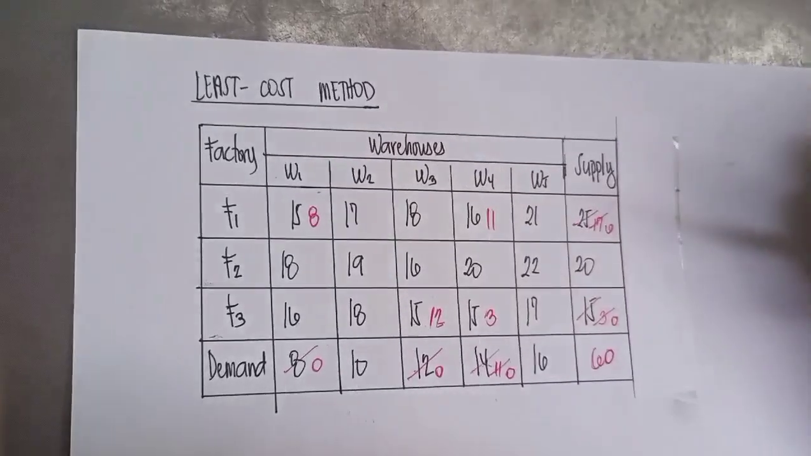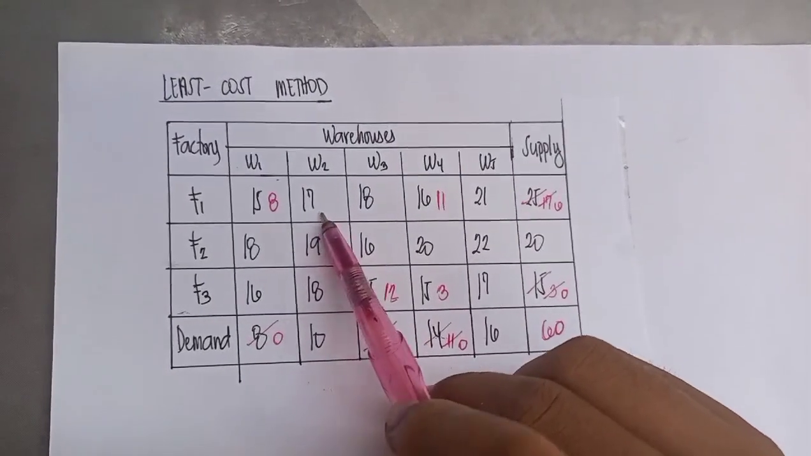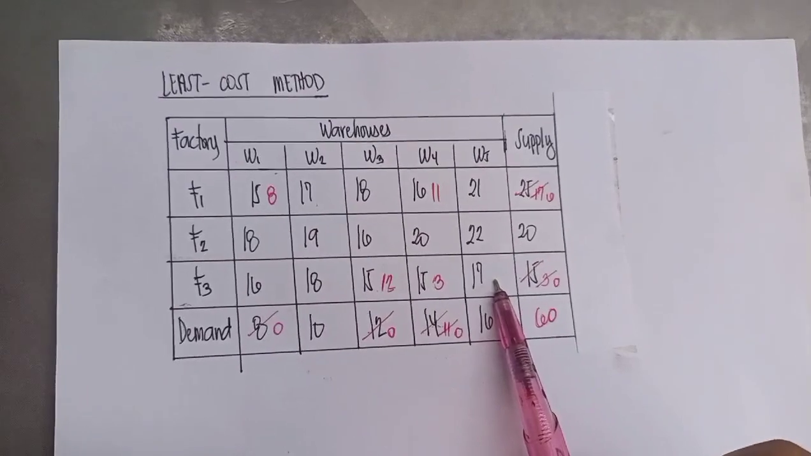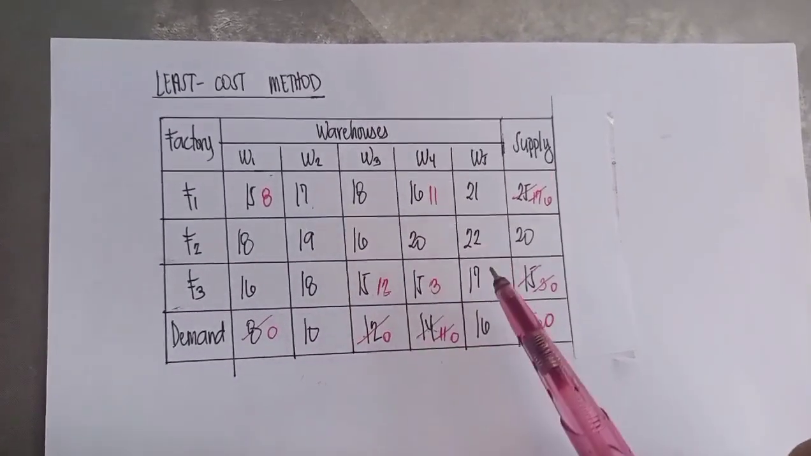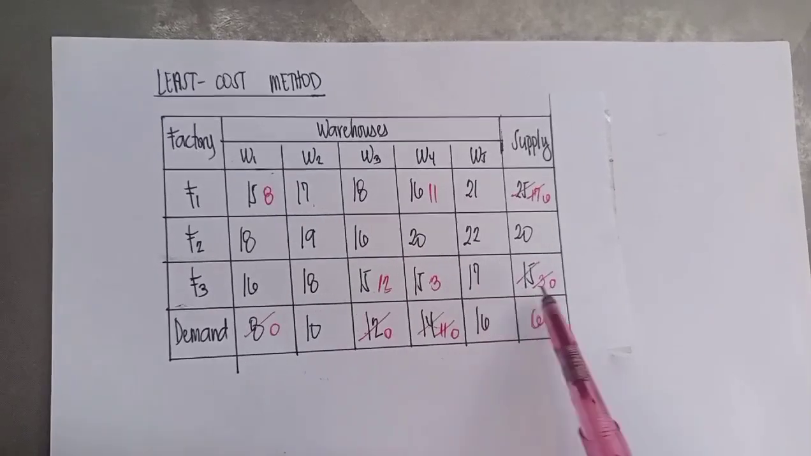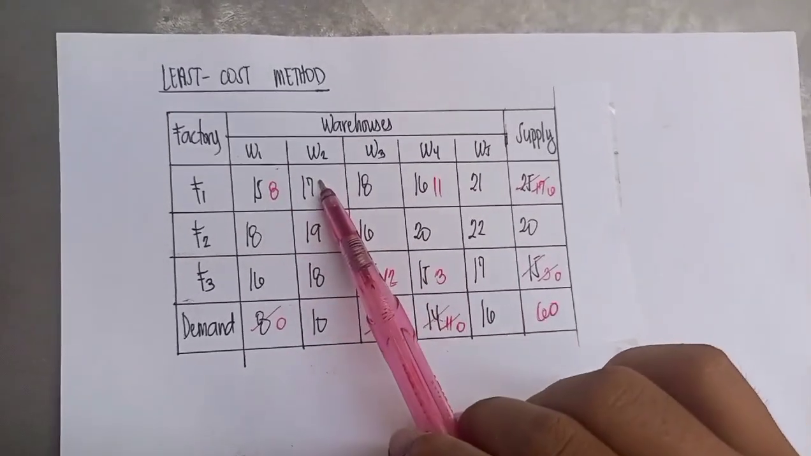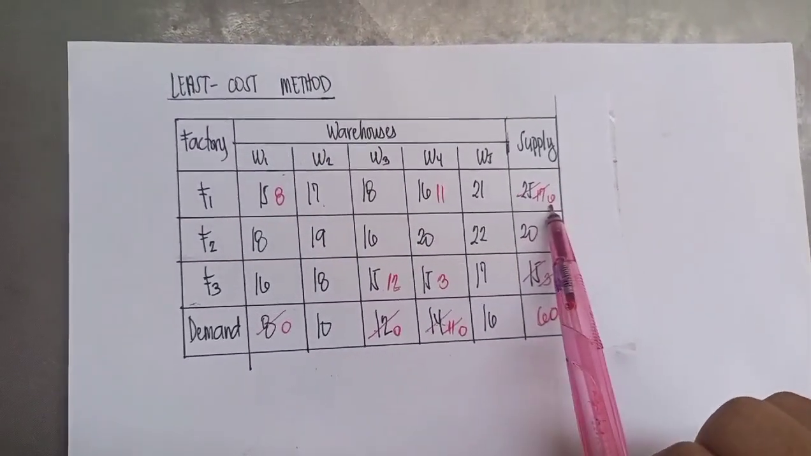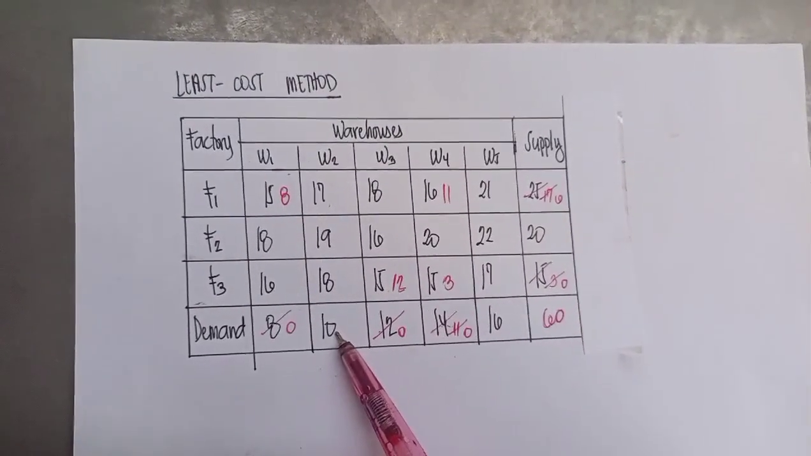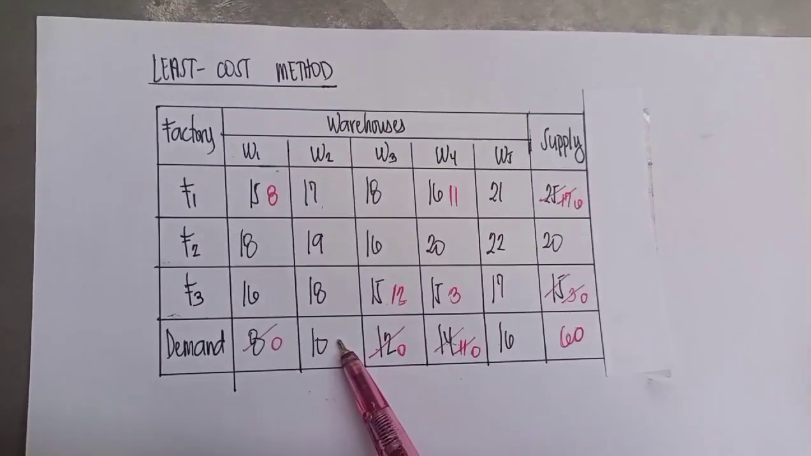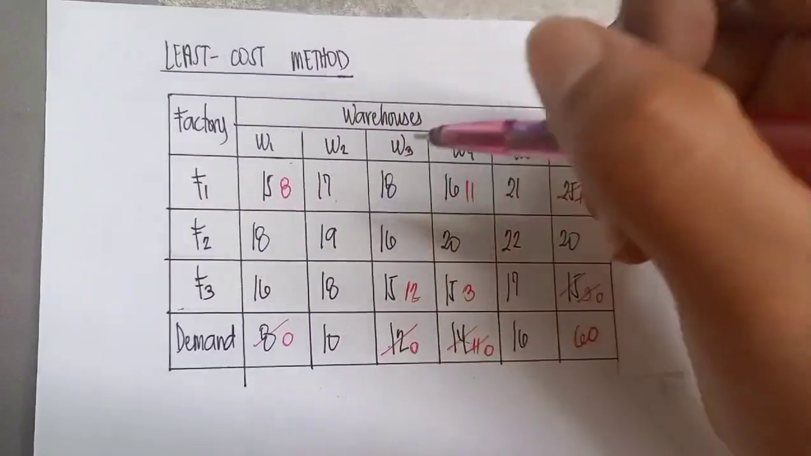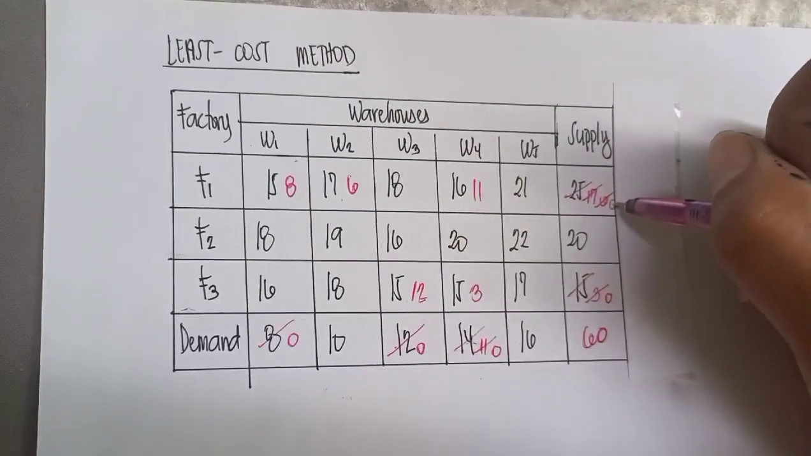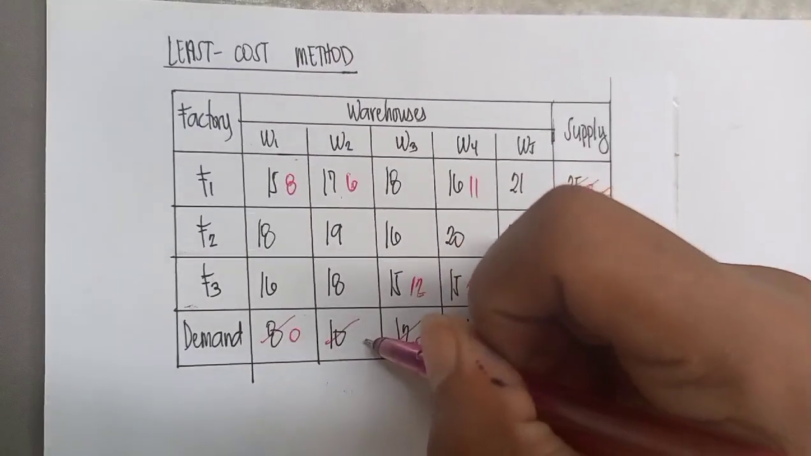Next will be 17. We have two 17s there in F1W2 and F3W5. In F3W5, the supply is fully saturated, so we will move to the cell F1W2. The supply of source F1 has 6 units and the demand for destination W2 is 10. The lesser will be the supply, so we will assign this to the cell F1W2. And here the supply is fully saturated. Only 4 units are left with the demand.